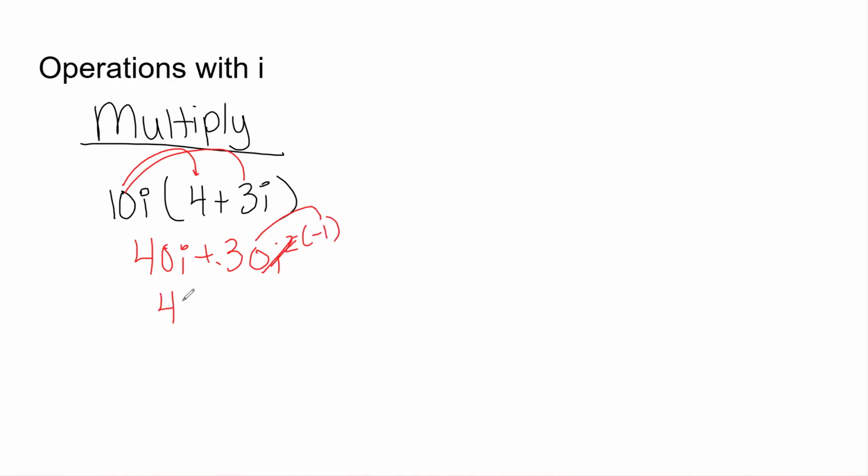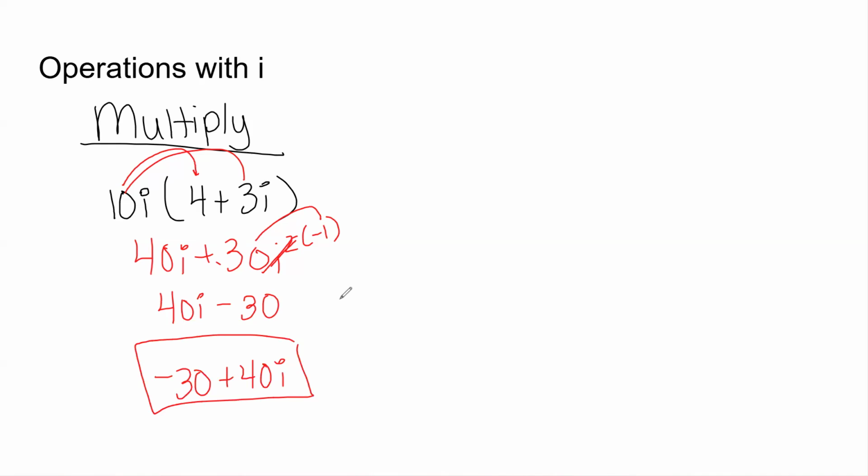Multiply. So that's 40i, subtract 30. And even though this is the answer, it's better if we put the real number first and then the imaginary. That would be the best answer right there. Okay, that's the distributing.